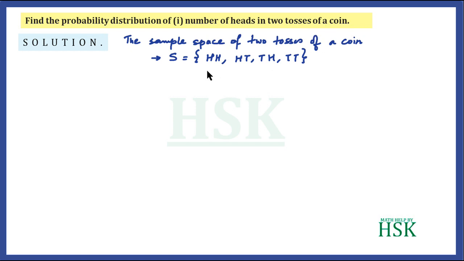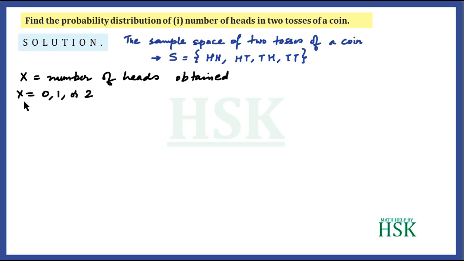We are not discussing it further. In this case, because we have to find the probability distribution of the number of heads in two tosses of a coin, we assume that x is the number of heads obtained. x can take 0, 1 or 2 as its value. The random variable x can have the value 0, 1 or 2 because when a coin is tossed two times, we can get none of the outcomes as head, one outcome as head, or both the outcomes as head.